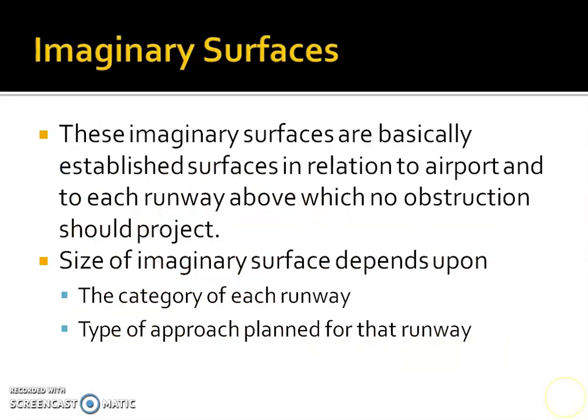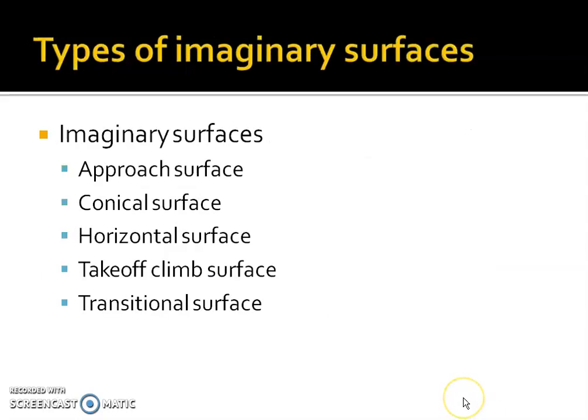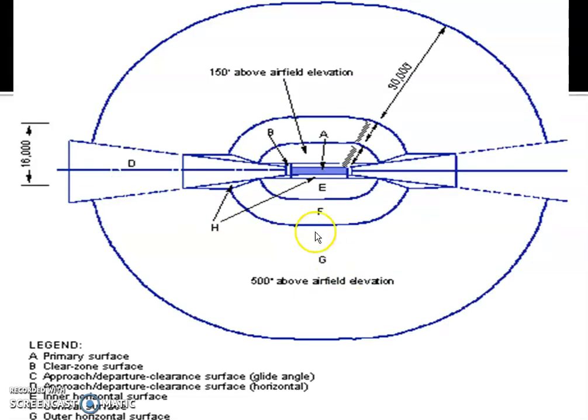These imaginary surfaces are basically established surfaces in relation to the airport and to each runway, above which no obstruction should be projected. The size of the imaginary surface depends upon the category and the type of approach. The different imaginary surfaces are approach surface, conical, horizontal, takeoff climb, and transitional surface. This picture represents all the types of imaginary surfaces.